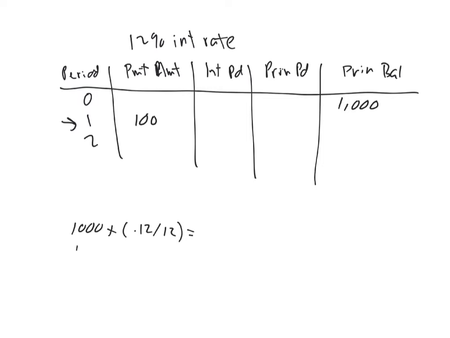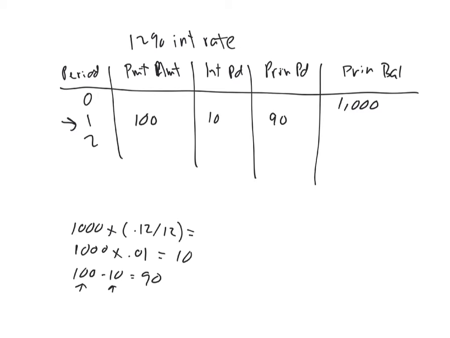That's basically going to equal 1,000 times 0.01, which is going to equal 10, right? Okay, so the interest that we paid out of this $100 is $10. So if the payment amount is $100 and 10 of it was interest, that means that the remaining 90 is principal. So payment amount minus the $10 of interest that we paid equals 90, and that 90 is our principal that we paid.